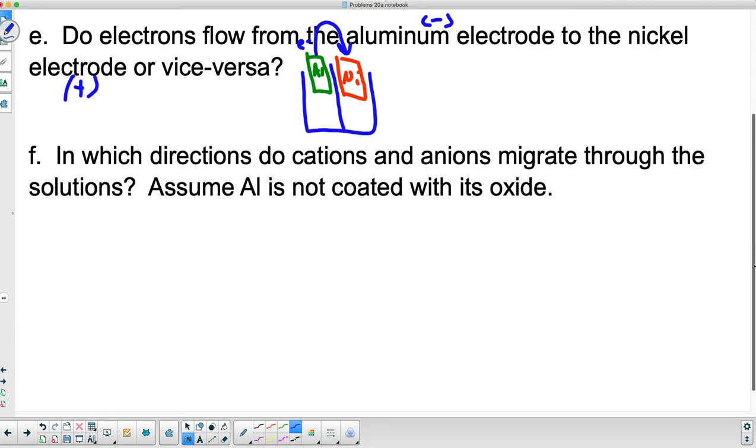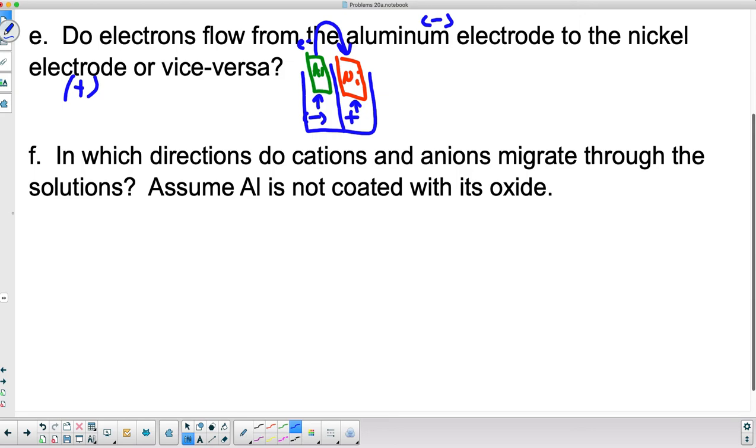That's important because aluminum oxide is an excellent protection. So here's how this works. In this case, the electrons are moving through a wire from the aluminum electrode to the nickel electrode. So the cations are then migrating towards, let me see, that means that cations, the pluses, are moving towards here, and the minuses, the anions, then are moving towards here. So which direction do the cations and anions migrate through the solutions?